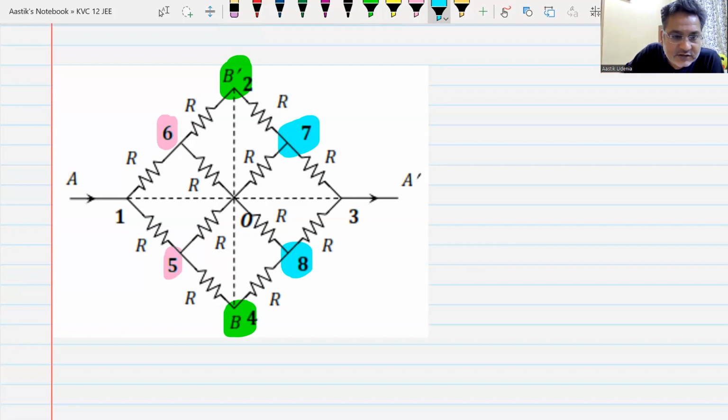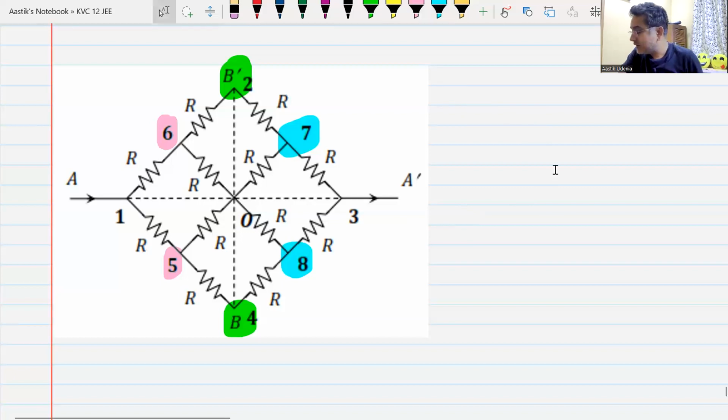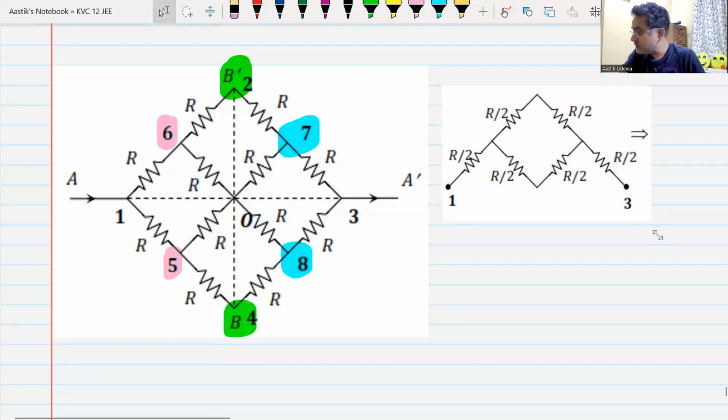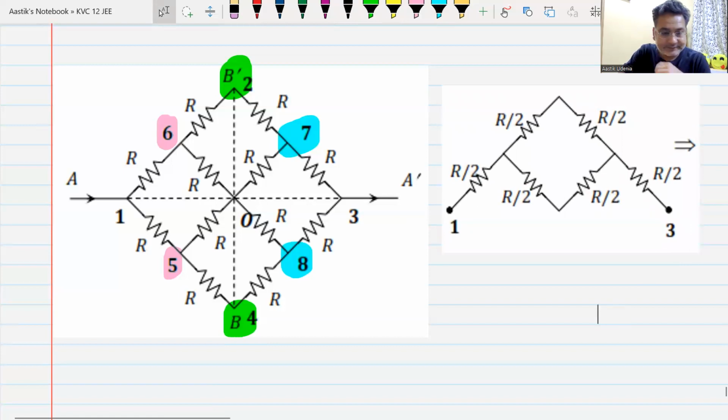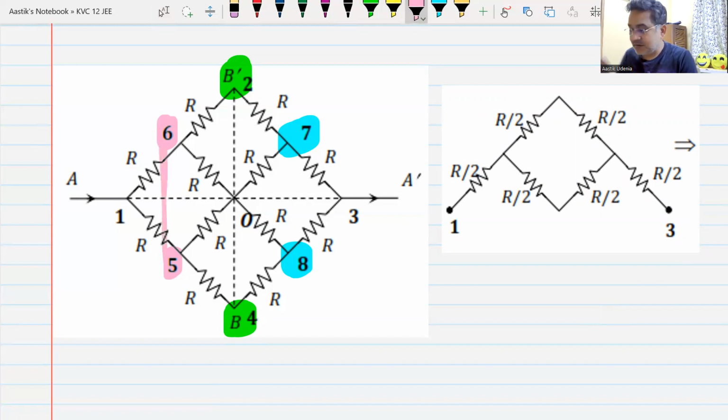Do we understand this, or has this gone above our head? Understood, sir. So if I do that, the entire thing starts to look like this. See? This pink and pink, R and R, are connected in parallel. So it becomes R/2.